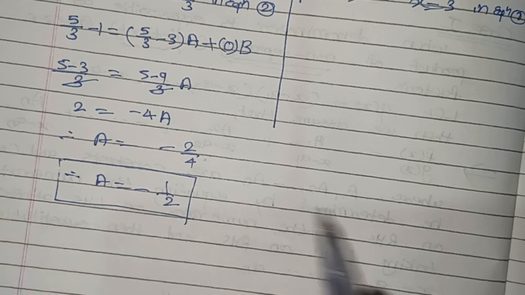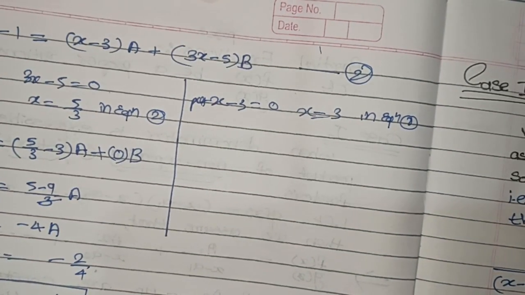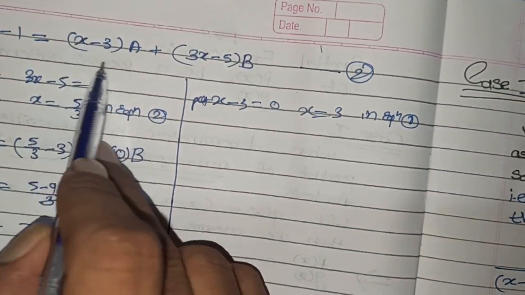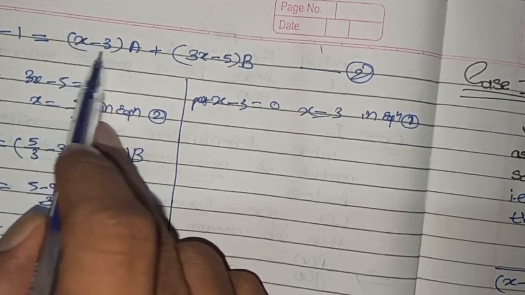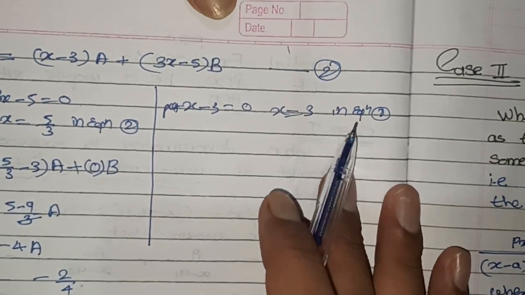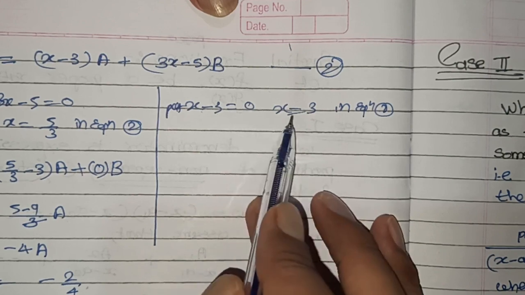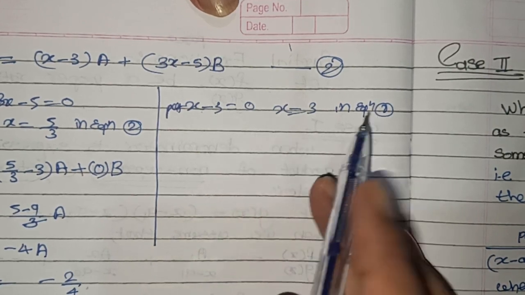You got the value of a. To find the value of b, just put that bracket, the coefficient of a, as 0. So x minus 3 equal to 0, that means x equal to 3 in equation number 2.